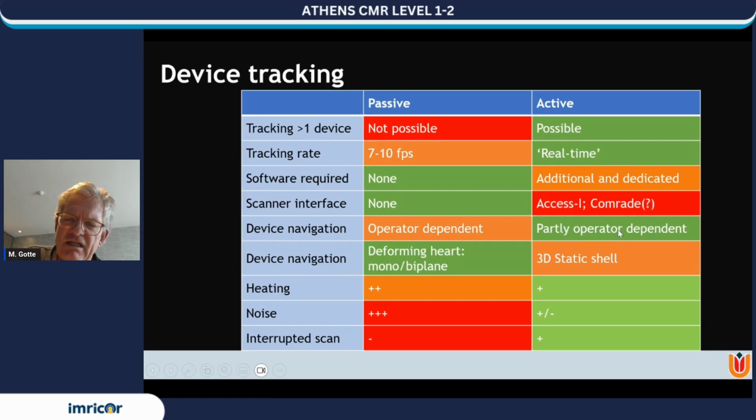The advantage is that it is just partly operator dependent. You still need an operator to manipulate scan strategy using Northstar, but it is more natural in terms of how we do this in a conventional fluoroscopy environment. It requires this 3D static shell. I think a deformable shell would better contribute to the outcome, but this is at the moment not possible. Heating is less an issue. Noise is no issue, since we only run the tracking coils.